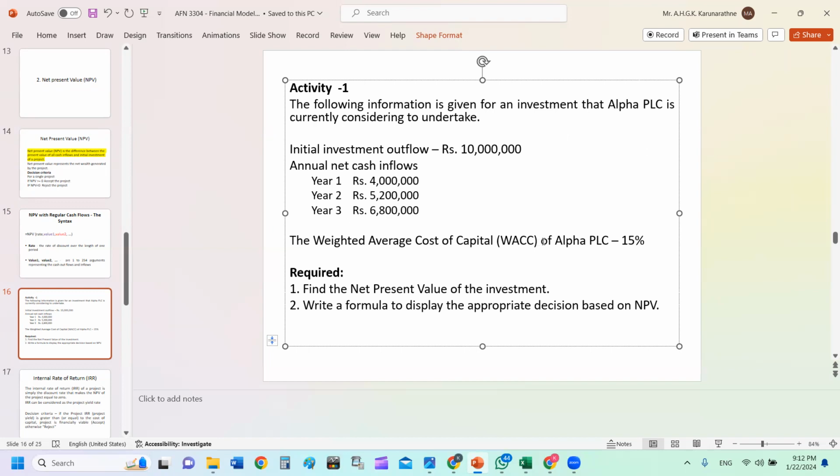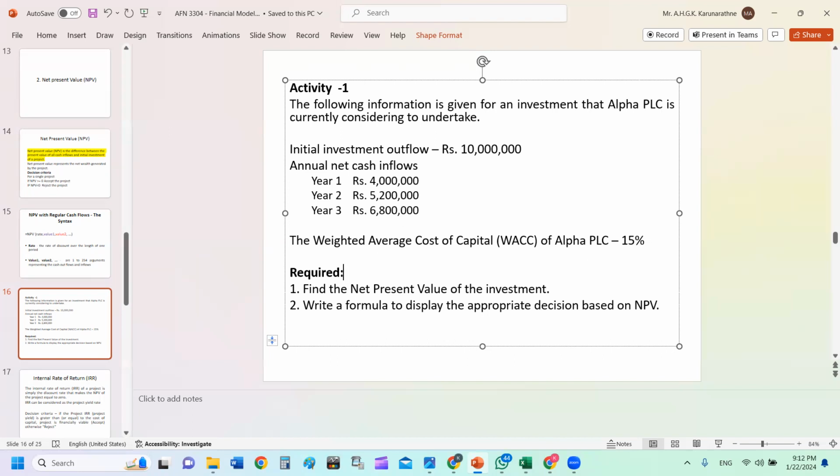The firm's cost of capital is 15%. That means the required rate is 15%. We need to ensure our investment generates 15%, because our debt capital providers and equity capital providers, all together, on average require 15%. So these are the inputs required for our calculation. We will take these figures and first find the NPV, the net present value of the investment.